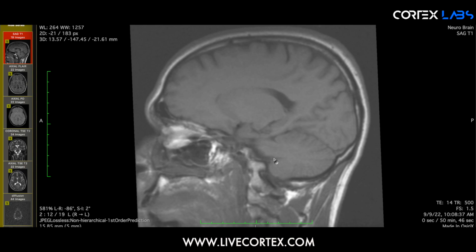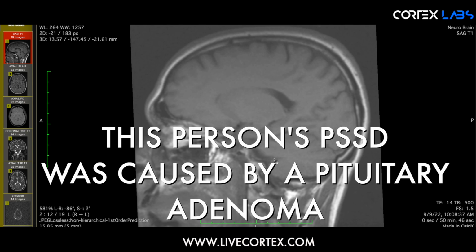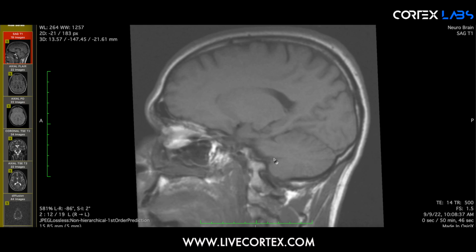To give you the facts, straight to the point, in this particular case, this client's PSSD was caused by a pituitary adenoma, a benign, non-cancerous tumor in the pituitary gland that was functional, meaning it was secreting a hormone in excessive quantities, and that hormone was prolactin.